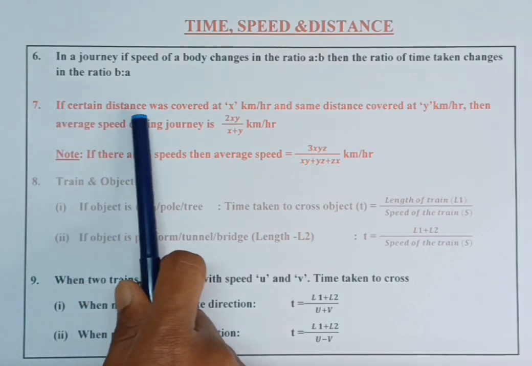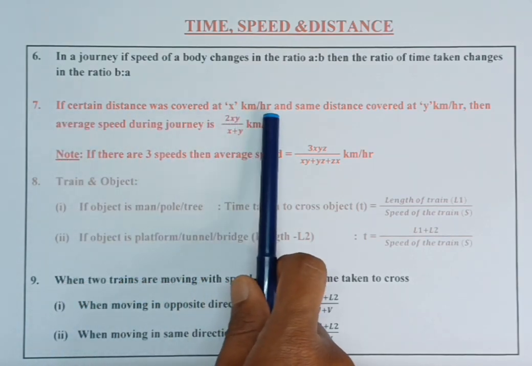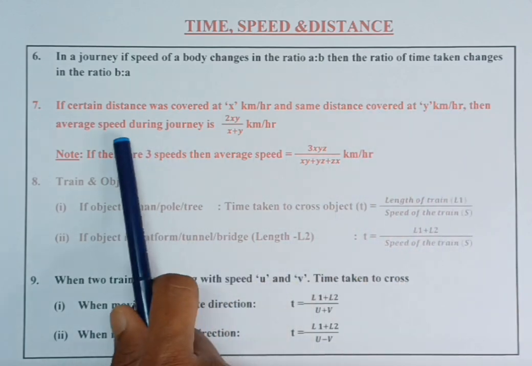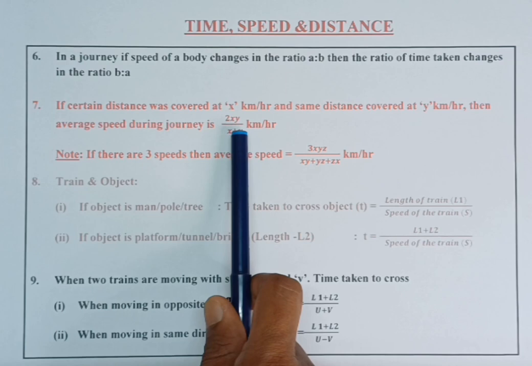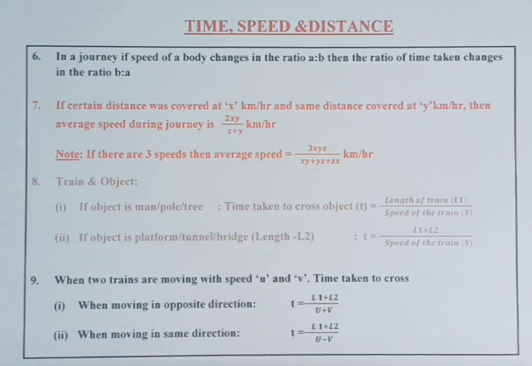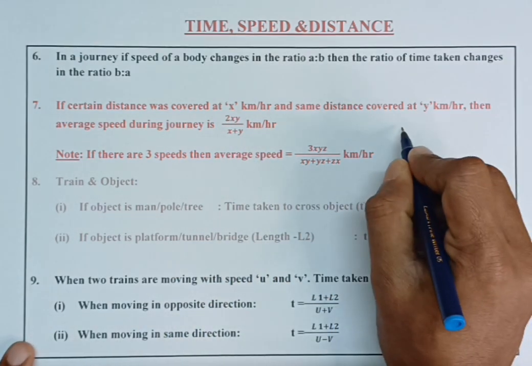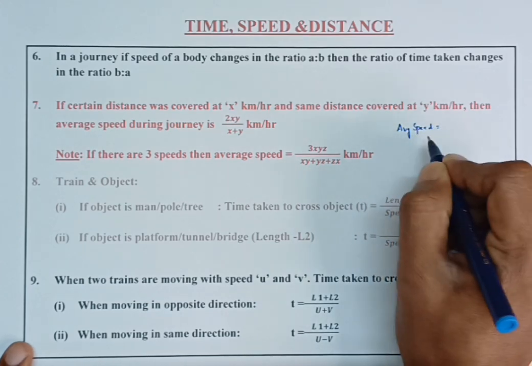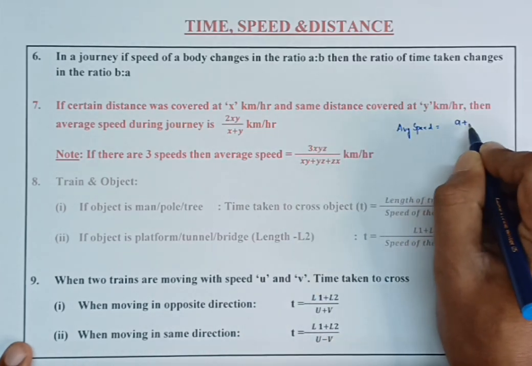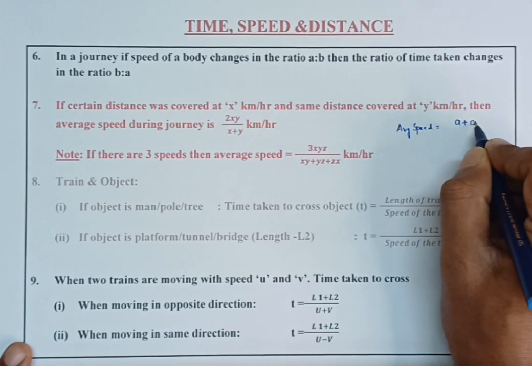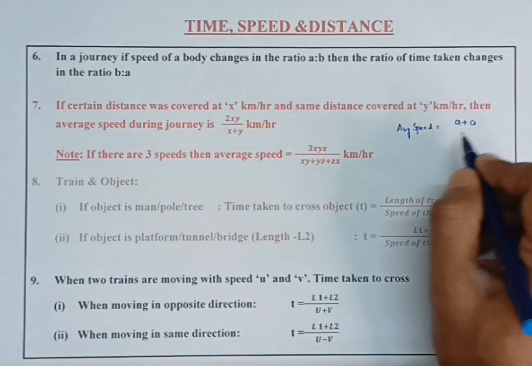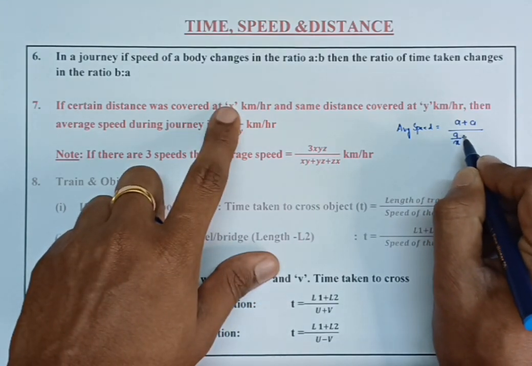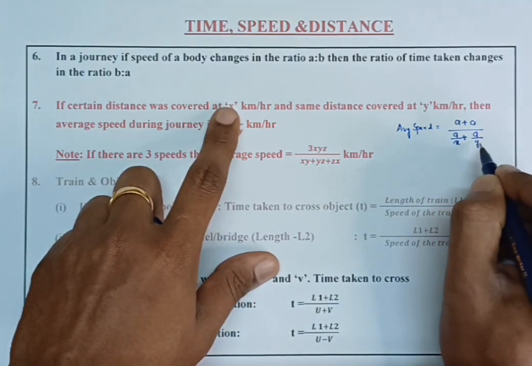If certain distance was covered at x kilometer per hour and same distance was covered at y kilometer per hour, then the average speed during the journey is 2xy by x plus y kilometer per hour. So we already know that average speed was given by total distance by total time. So the total distance will be a plus a and the time taken will be a by x for initial and a by y for second case.